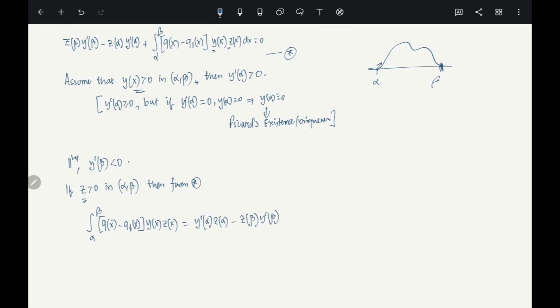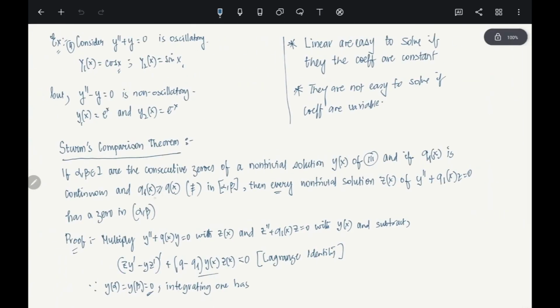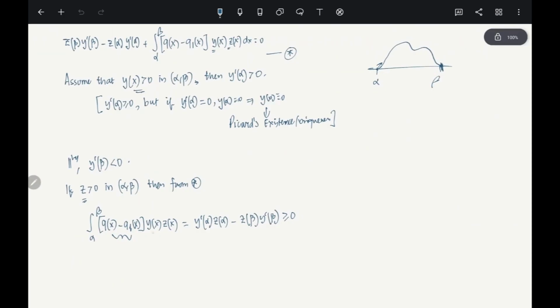And this y prime at the point alpha, as I already explained, is greater than or equal to 0. But q minus q1 is negative. Is this okay? Because it is given that q1 is greater than or equal to q, so q minus q1 is less than or equal to 0. This is negative, y is positive, z is positive. So this is a negative term, and the integral of a negative quantity, basically we are writing that is going to be positive, right?